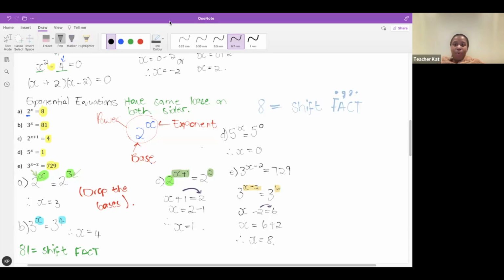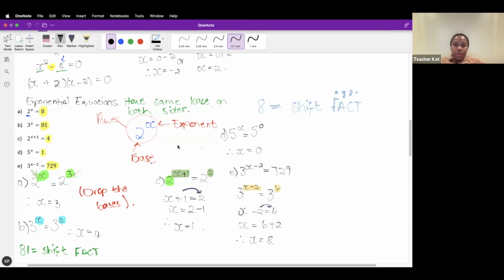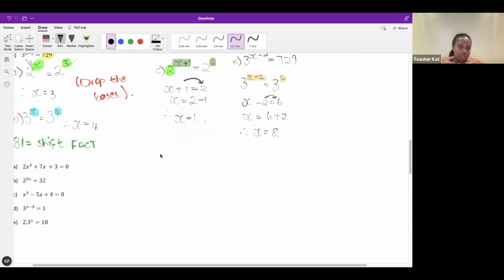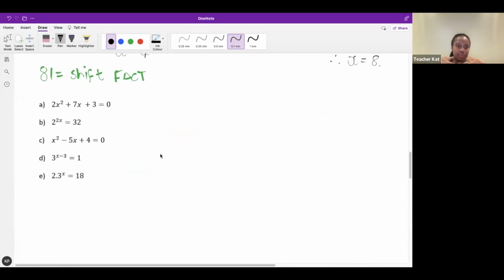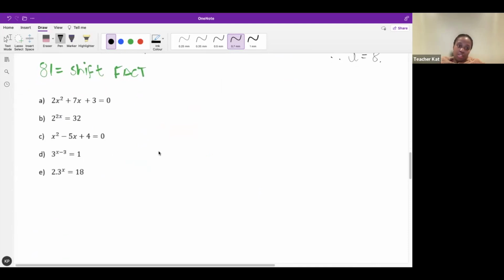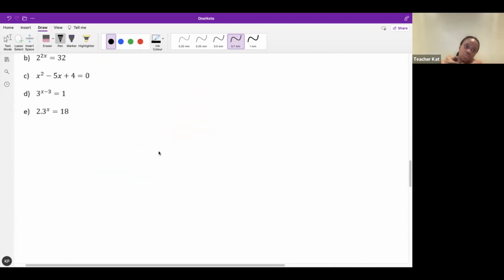We have time for one more. So I'm going to move down here. One of each. How's that? That's a good deal, right? So we can do C and we can do E. That's C. That's E. Okay. So let's look at C. X squared minus 5x plus 4 is equal to 0.